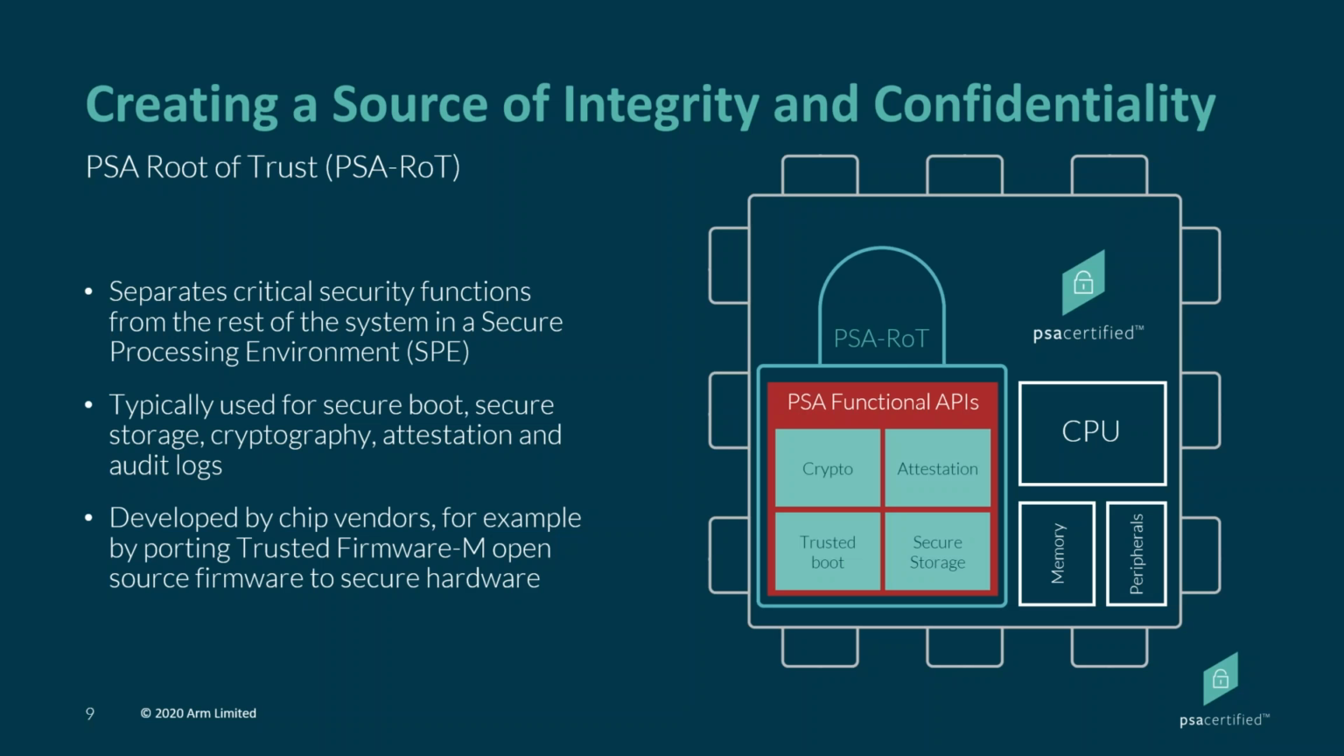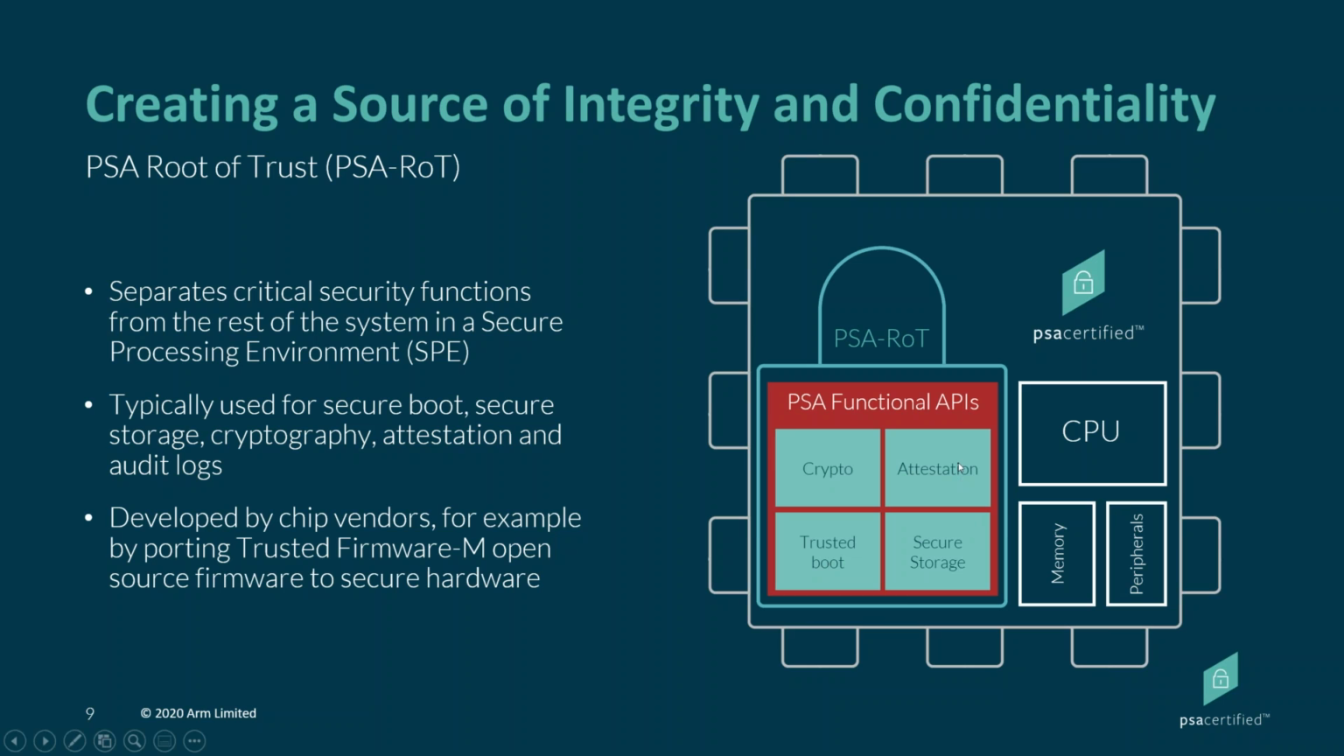An important concept of PSA is the so-called PSA Root of Trust, a kind of joint hardware and software system that separates critical security functions from the rest of the system. It can then be used for crypto, so encryption and decryption, attestation, secure storage, and trusted boot. It needs to be implemented by the chip vendors, or supported by the chip vendors, to ensure that their device can actually be trusted.